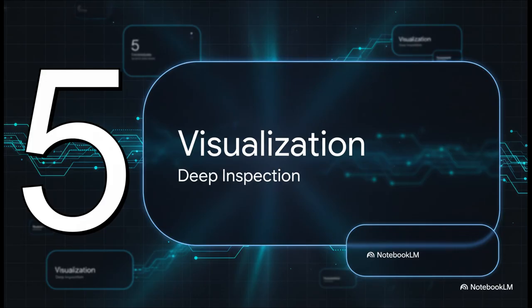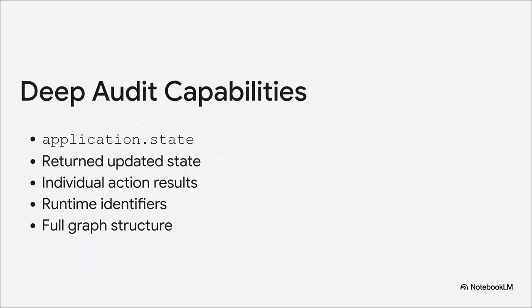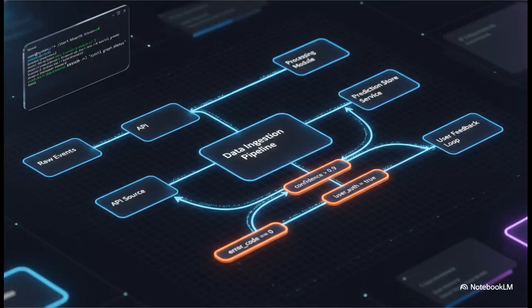All right, Section 5, Inspection and Visualization Tools. Because Burr intentionally avoids those frustrating black box abstractions, literally everything happening inside your state machine is highly visible. At any given moment, you can pause execution and deeply audit the exact memory state, the action outputs, and the routing decisions. Because state is immutable and it's tracked after every single action, you get a perfect historical record. You can dynamically inspect application.state, review the runtime identifiers, and verify exactly why a specific route was taken. No more guessing.